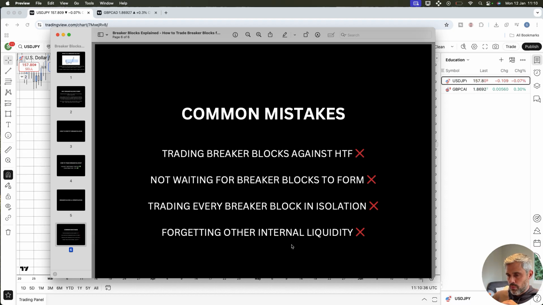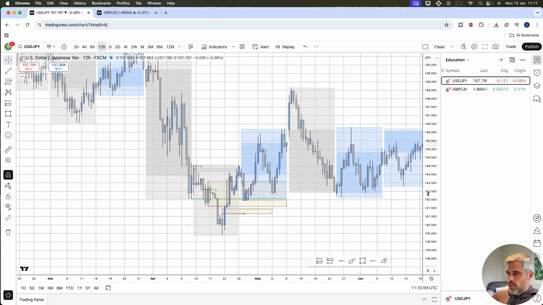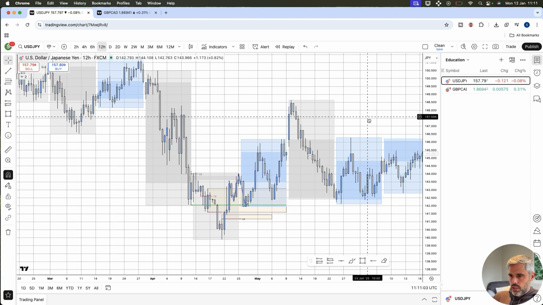Always track your breaker blocks alongside swing points, fair value gaps, order blocks, and enter and set your stop loss based on how price is forming at those levels, and ensuring that there aren't areas of liquidity necessarily that you could get stopped out of below your stop loss before the move actually happens. So that's breaker blocks in a nutshell.